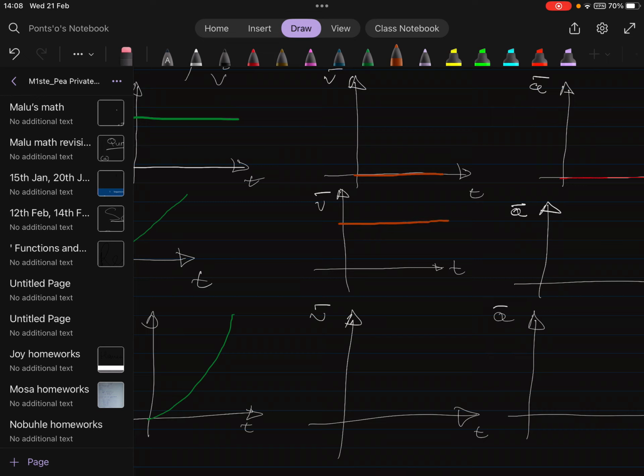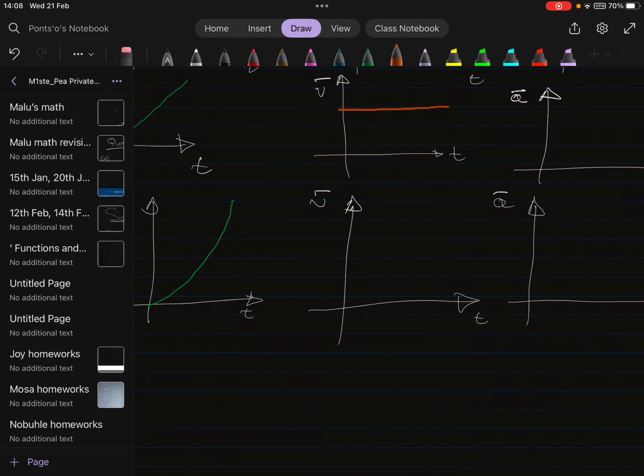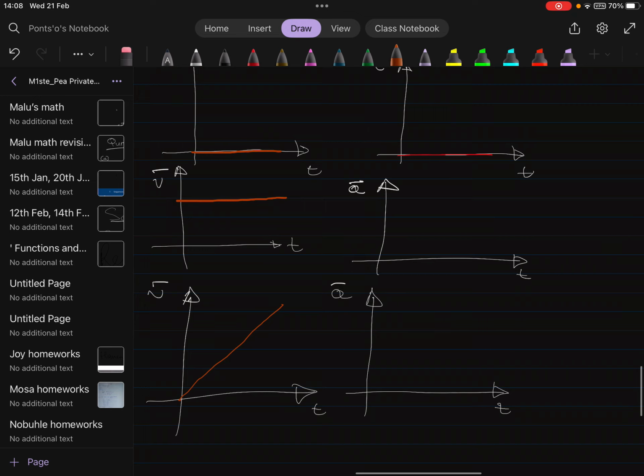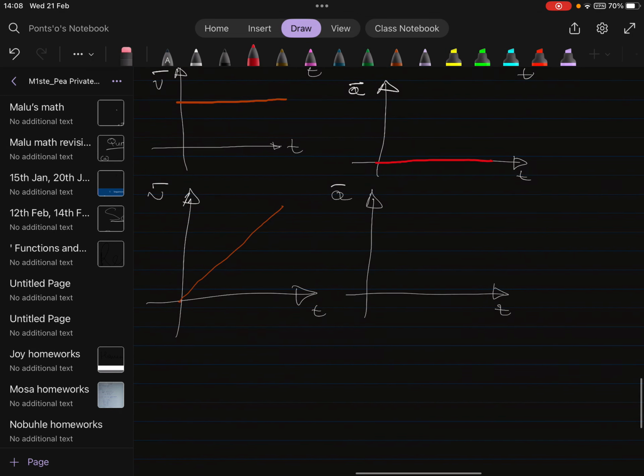And for the velocity, constant motion, uniform velocity, that's constant. And if it accelerates, then that becomes linear like that. And lastly, for the acceleration, we don't have an acceleration still because we have a constant velocity here. But here, if our velocity is increasing, then we have a constant acceleration.